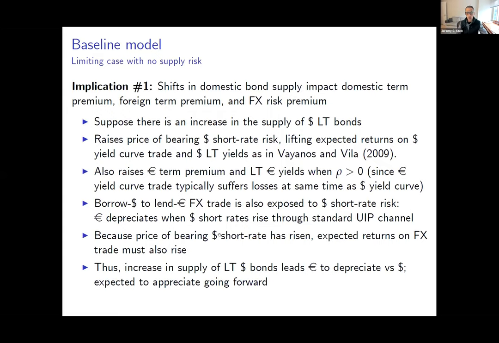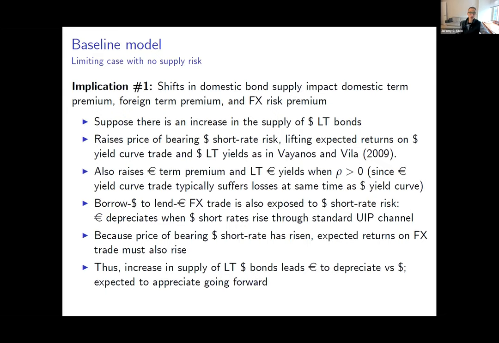Okay, now what's going to happen to the third risk premium, which is the borrow dollars to lend euros? That also suffers when short rates in the US go up. So when there is more of that short rate risk to be borne, that trade has to offer a bigger risk premium. Again, that happens by the euro depreciating so it can appreciate on a go forward basis. And that appreciation on a go forward basis is just what I was showing you in the empirical results about the carry trade returns. Okay, so that's it. Supply shock in the US has to move both of these term premia, has to move the dollar term premium more, and it has to therefore appreciate the dollar and depreciate the euro.